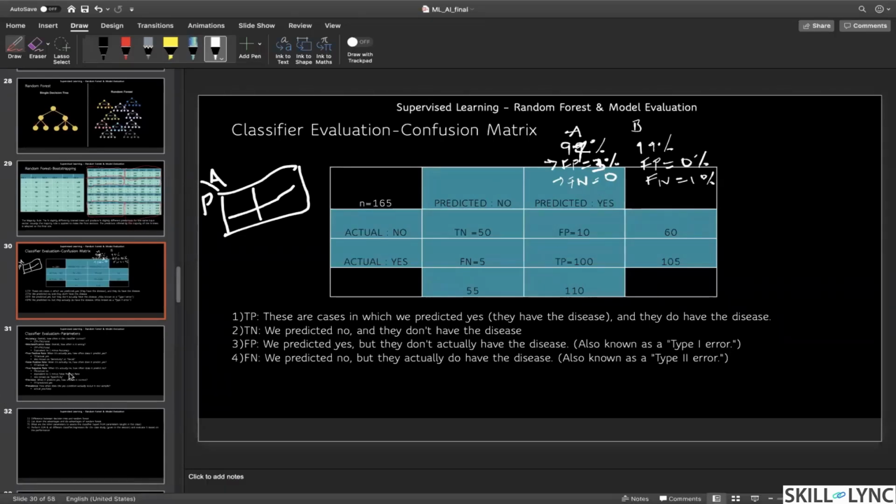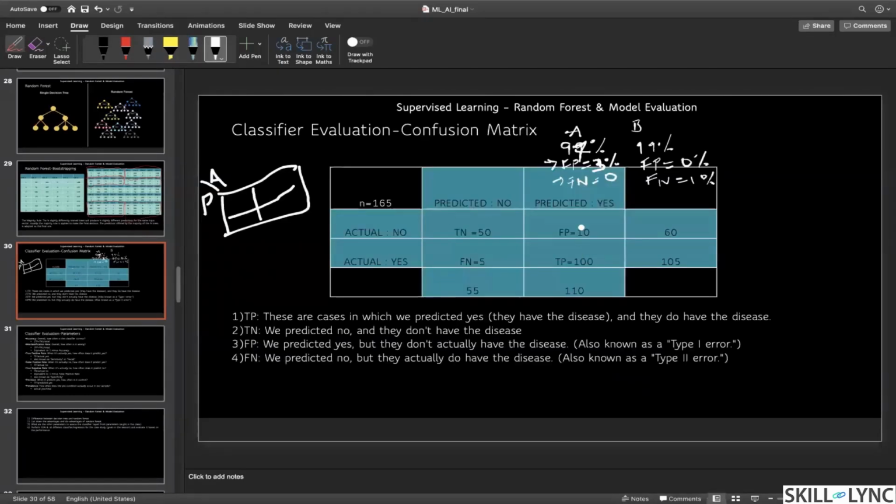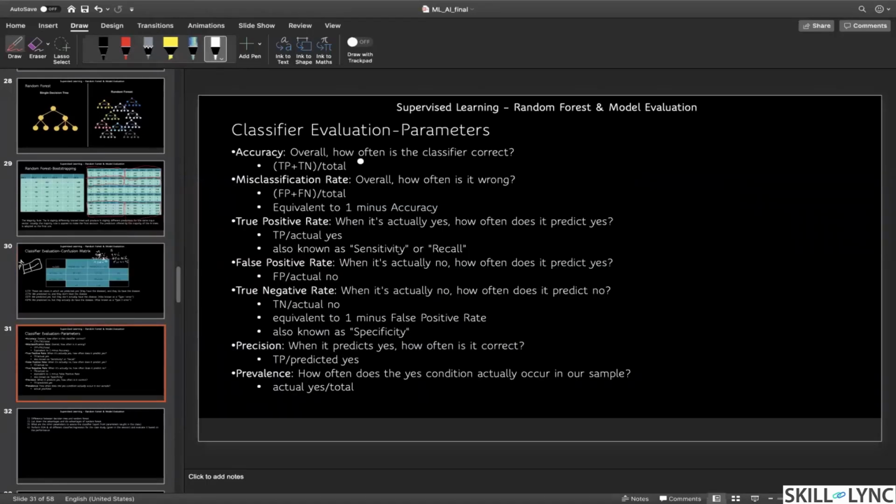Similarly, we have several more parameters. There are a lot more parameters in the outside world which you can always go through, but I am taking some more parameters here. Accuracy you already know, guys. When I'm writing total, it means true positive plus false positive plus false negative plus true negative. So accuracy you already know, I don't have to tell anything here.